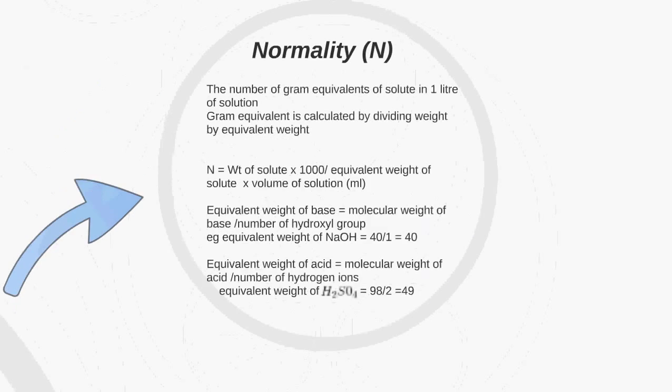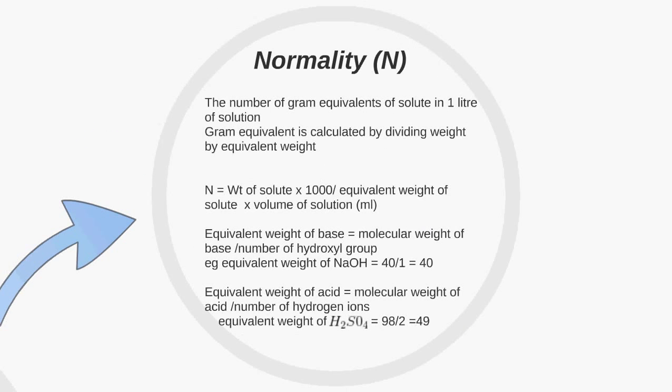Next four units are the commonly used units. Normality, represented as capital N. It is the number of gram equivalents of solute in 1 liter of solution. Now, gram equivalent is calculated by dividing the weight of the solute by the equivalent weight.